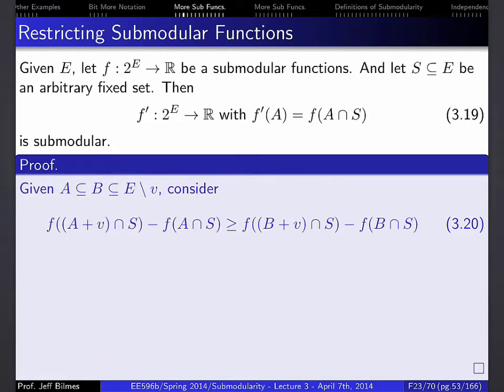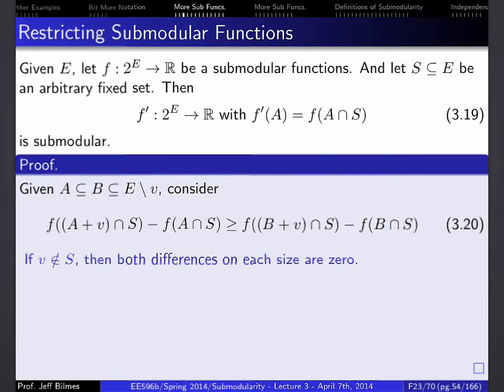And so to prove it, we can do it by considering the diminishing returns definition of submodularity. So basically, in order for this to be submodular, then equation 3.20 must always be true. Right? And there's two cases to consider. In the first case, V is not a member of S. So if V is not a member of S, then when you intersect with S, everything gets canceled out, and the differences on both sides are zero, right? Namely, because adding V to A intersect S is the same as not adding V to A intersect S, because S kills off V, and same with B. Does everybody see that?